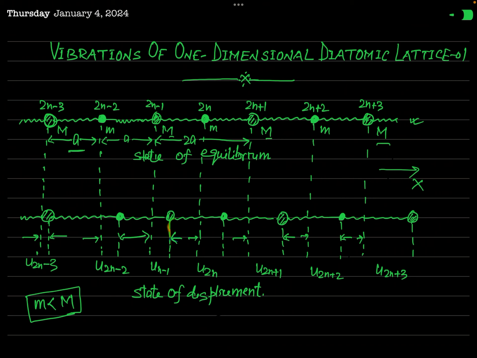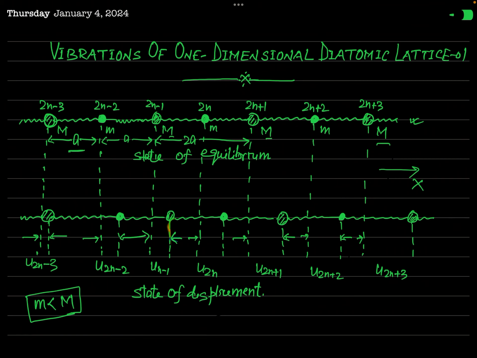So this lower line, you can see, is the disturbed state or the state of displacement of our system. I have shown that at any time t, the 2nth atom, which was initially at this position, is now here, and its displacement is u2n.